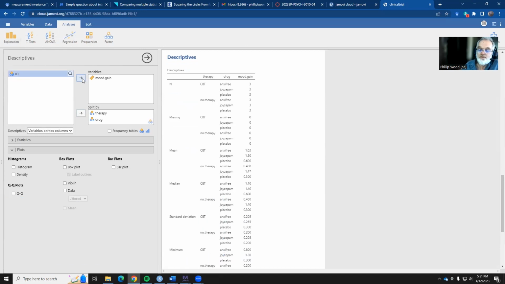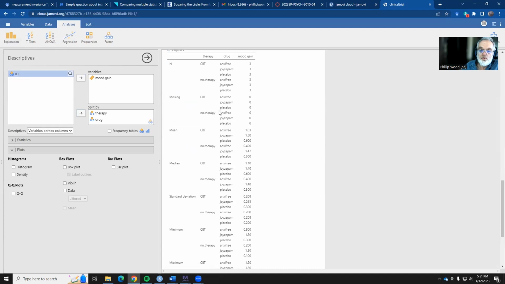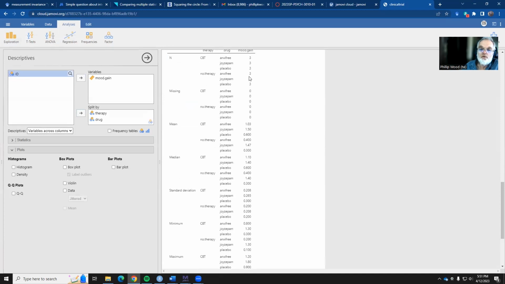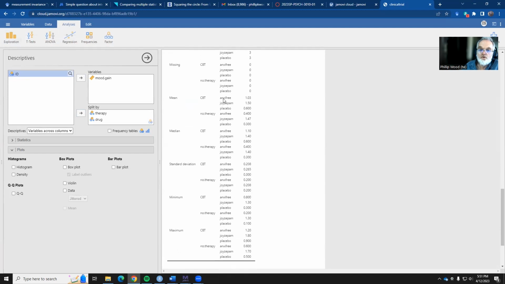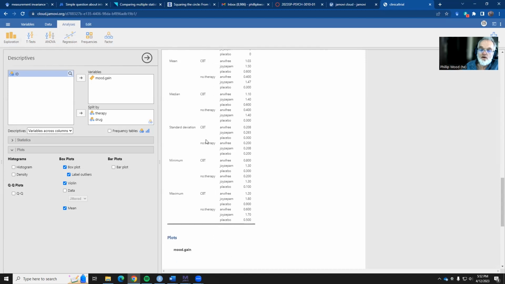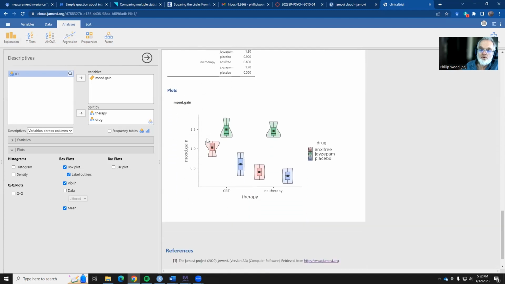And now we see the same information as we saw before, but it's broken out now by each of these 6 groups. Cognitive behavioral therapy, 3 levels of drug. No therapy, 3 levels of drug. Down here we see our means, our medians. And just as before, we can do box plots and violin plots, and we can put the mean on those plots. Takes a little while to cook because that's a lot of graphing to be doing. But here's what we have.